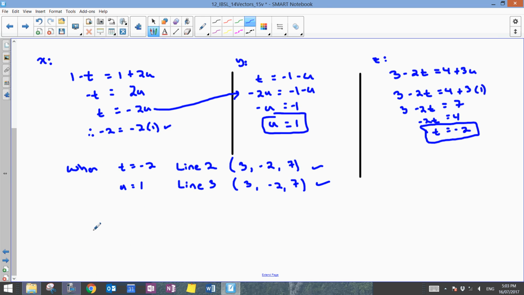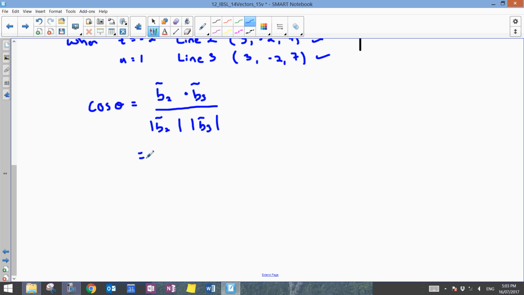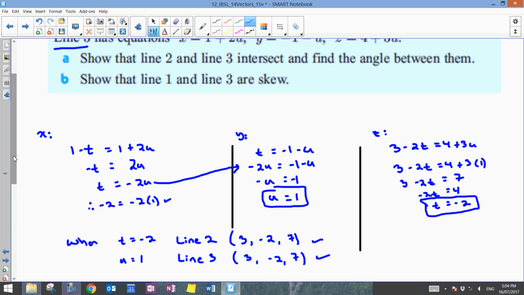So we go back to using our cosine theta formula, which is your dot product. So I'm going to take vector 2 and dot it with vector 3, our velocity vectors, and then we'll wind up taking the magnitude of line 2 and the magnitude of line 3 of our velocity vectors and multiplying them together so we can find our theta. So for this one, we wind up with just looking at, again, your velocity vector.